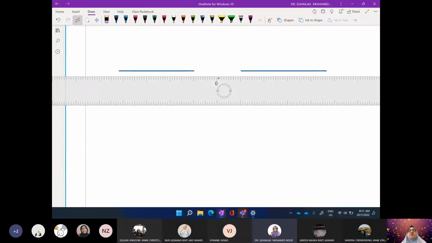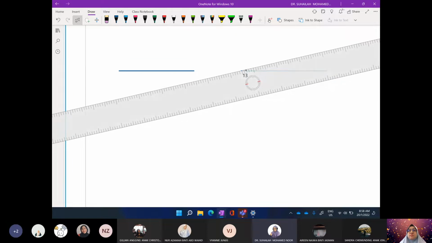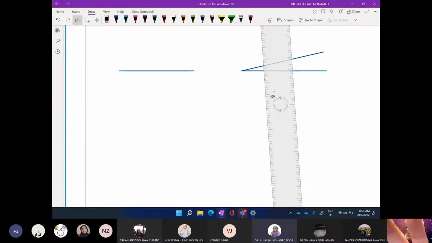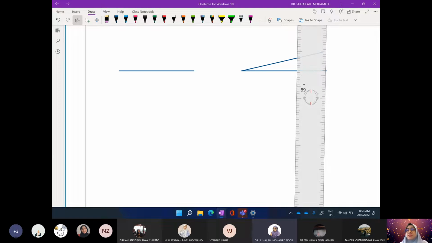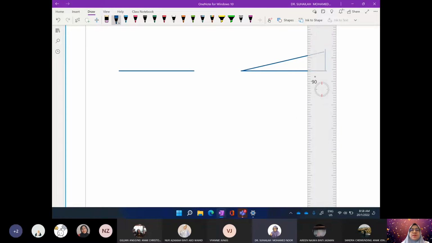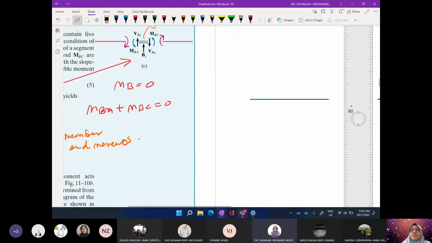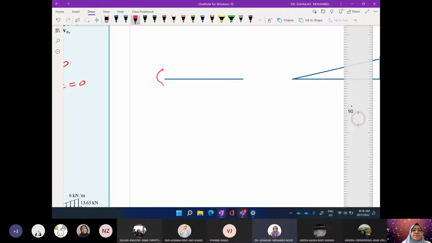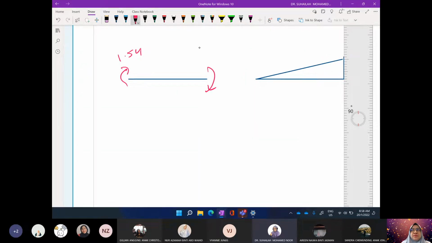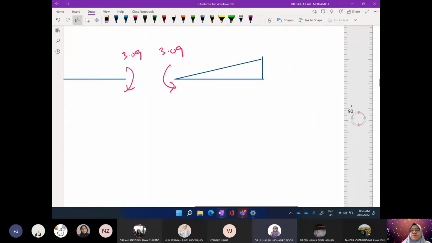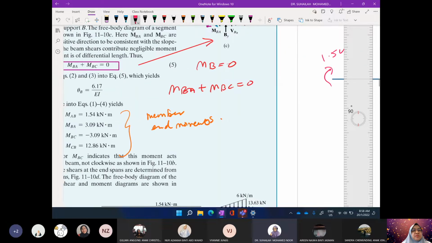Okay, there is a loading. Okay, so we get from this 1.54, here is positive 1.54, then positive, we get 3.09, and then we get negative 3.09, and 12, this is 12.86.